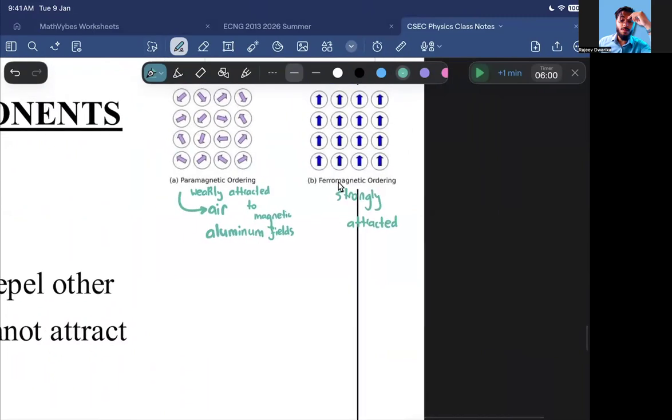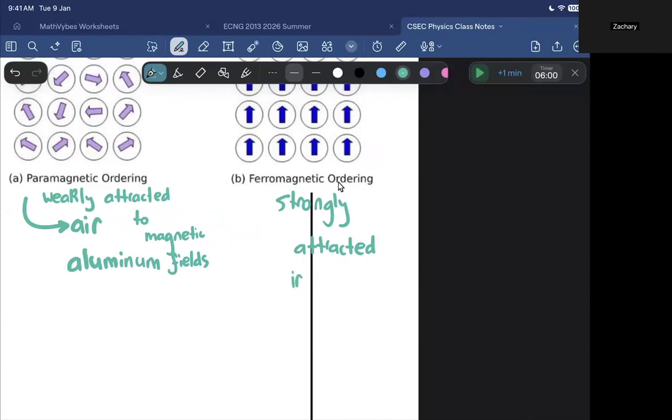Could you all give me some examples of ferromagnetic materials? So some materials that are really, really strongly attracted to magnets. Iron is a good one. What else? Copper? No. I don't think copper is attracted to magnets, is it? Let me check. Nah, copper is not magnetic. Copper is actually diamagnetic.